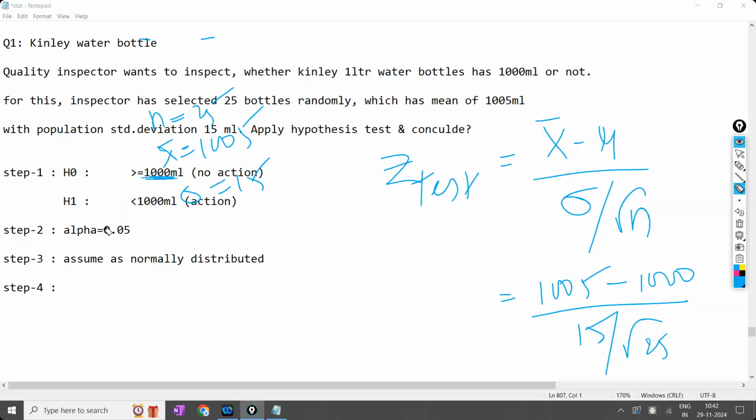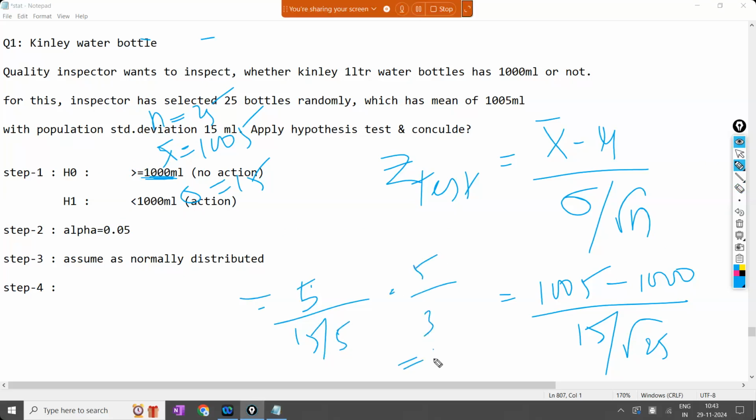Once you calculate the test statistic value, from that you are going to open the Z table. First calculate this one. How to calculate? This is nothing but 1005 minus 1000, which is 5. 15 divided by square root of 25 is 3. 5 divided by 3 is nothing but 1.667.